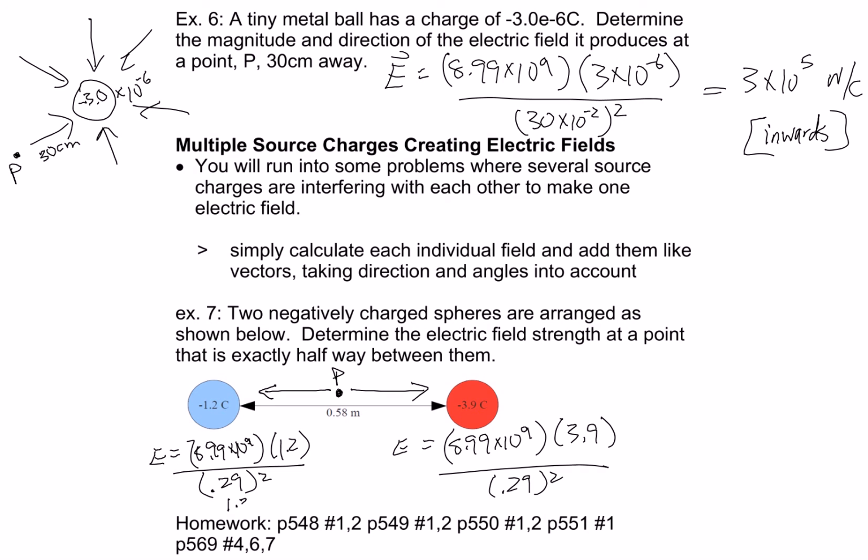So for this one, we got 1.3 times 10 to the 11 for our electric field strength. For the other one, we have 4.2 times 10 to the 11. So we just need to subtract those two, and that will be our final answer. So if we subtract those, we get a net answer of 2.9 times 10 to the 11 newtons per coulomb, and the red one is bigger, so we would say to the right, or towards the red one, or towards the negative 3.9, anything along those lines. And that's it.